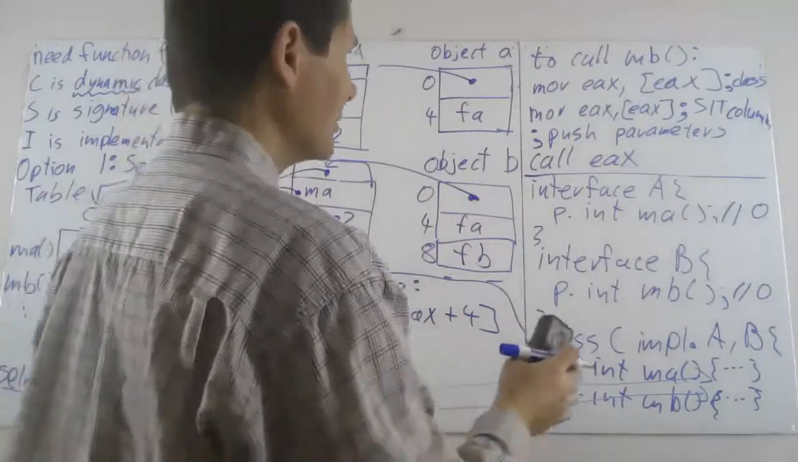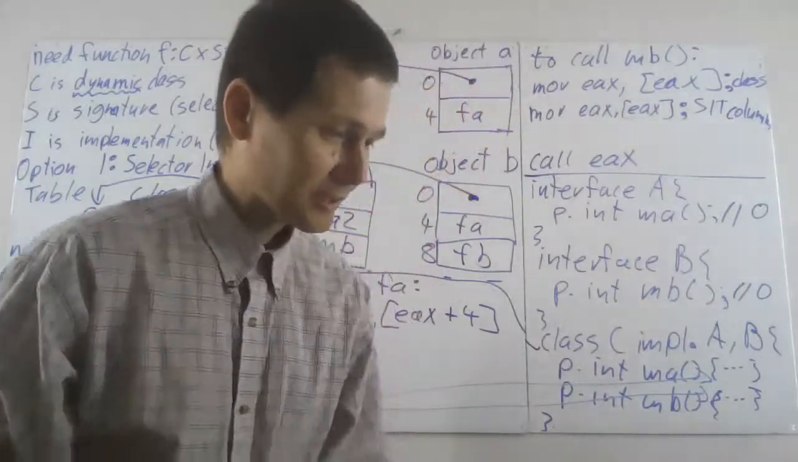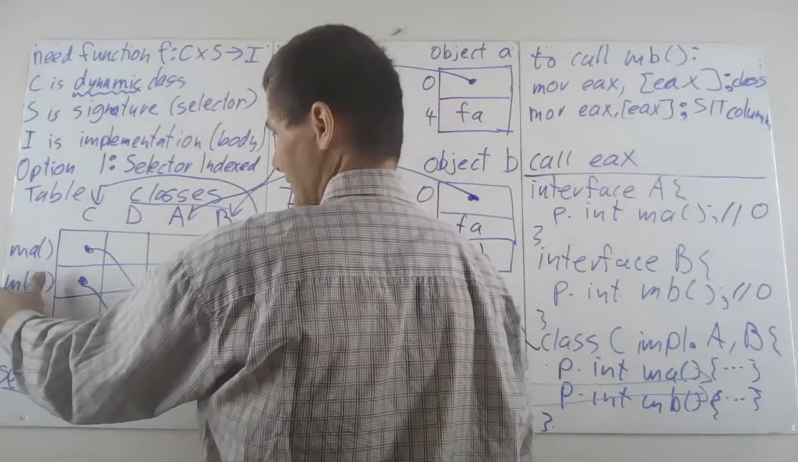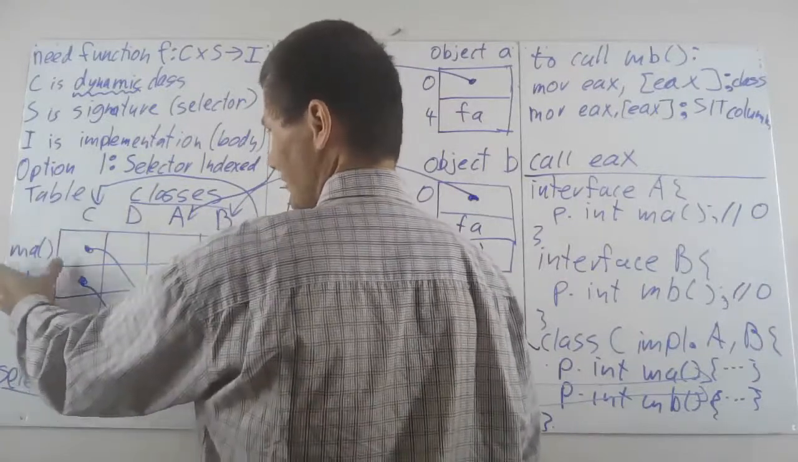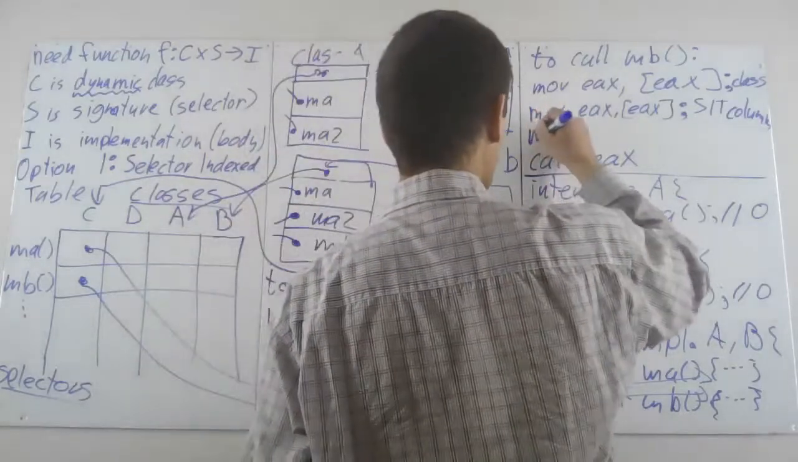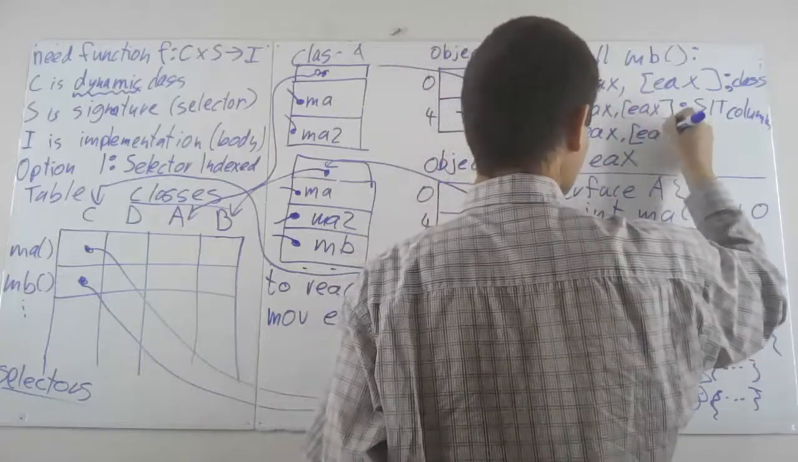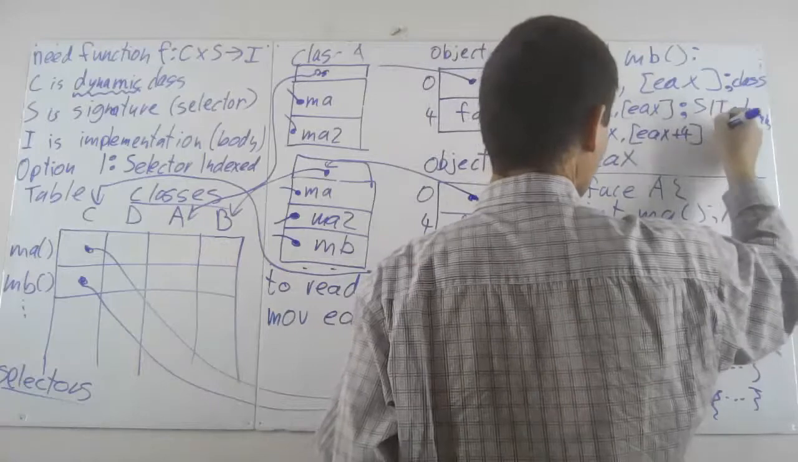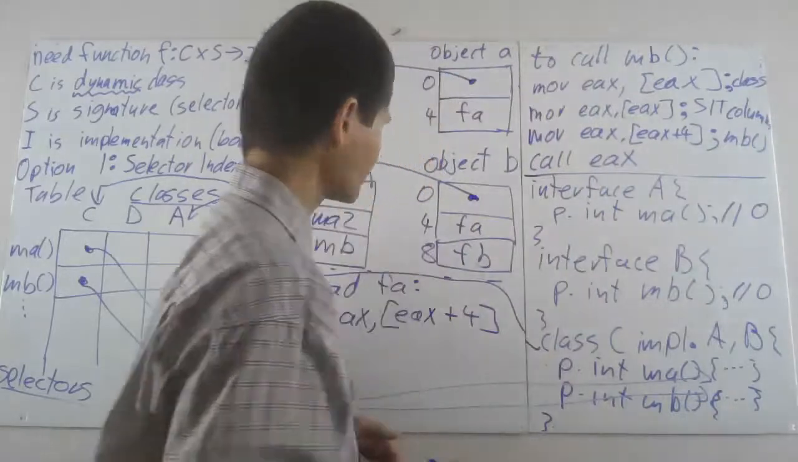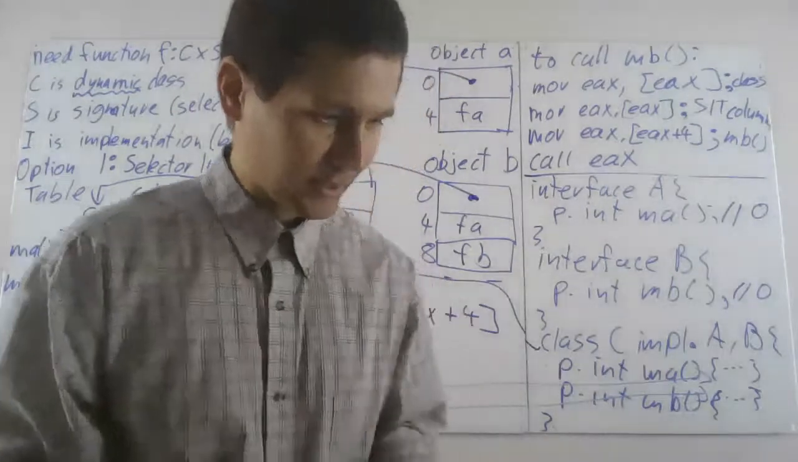So now I'm in that column, and now I need to statically think about what my selector is. It's MB, and that's at offset 4 in every selector index table column. So I'm going to do a third move at EAX plus 4 to get the implementation of MB. Okay, so that's how I would use the selector index table.